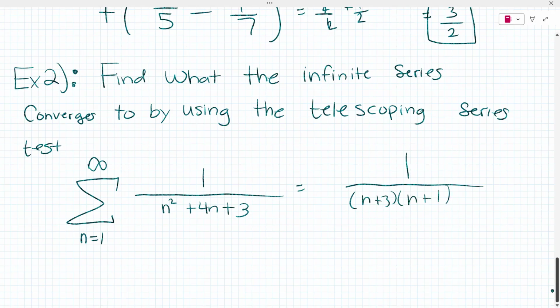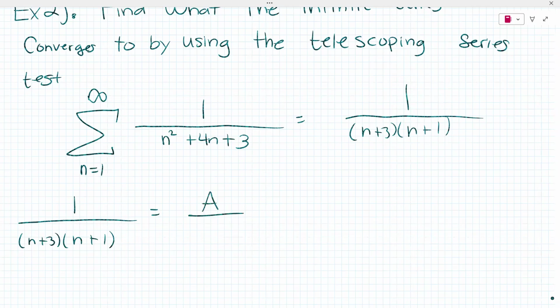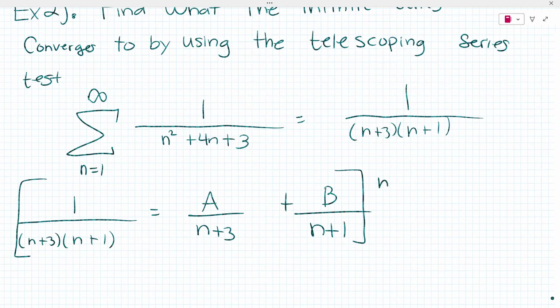Now we have to create some kind of partial fraction. So it would look like this. 1 over n plus 3 times n plus 1 equals a over n plus 3 plus b over n plus 1. Okay. Now you have to get rid of the fraction by multiplying all three sides by the LCD, and our LCD is n plus 3 times n plus 1, right?